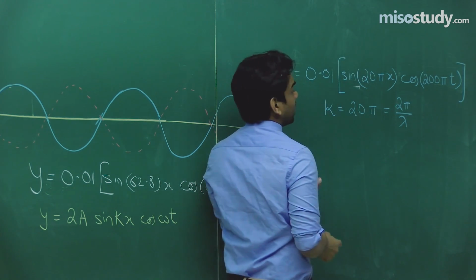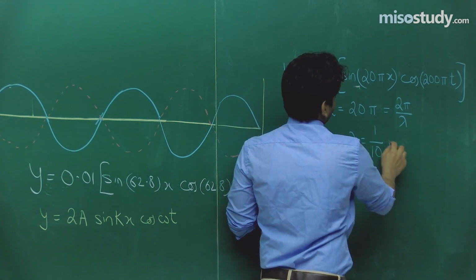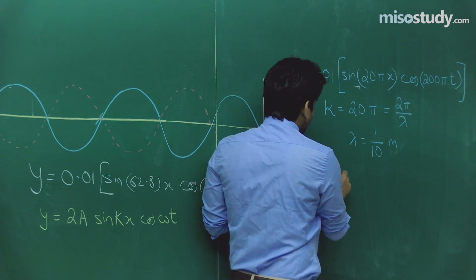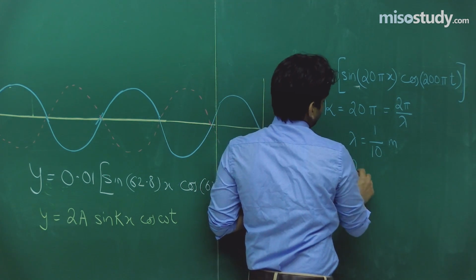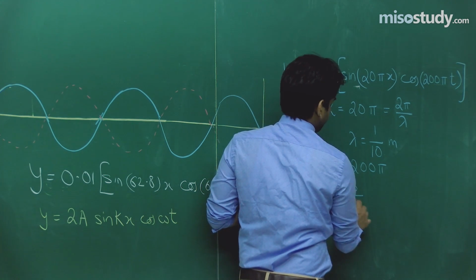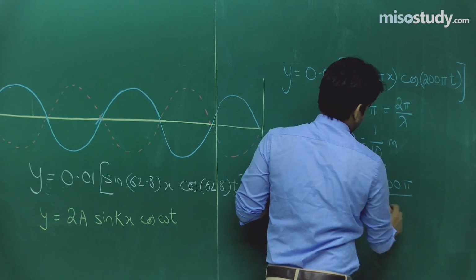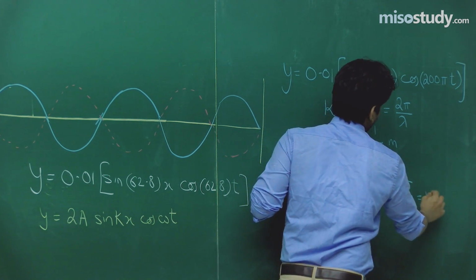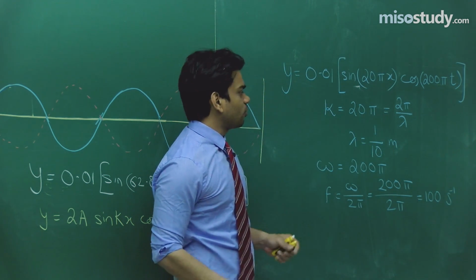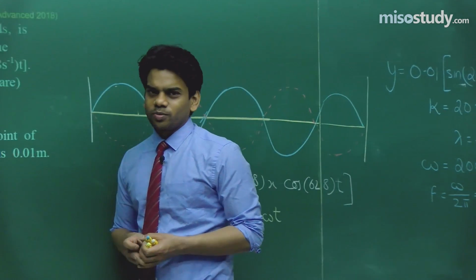Compare this, we will be getting the value of lambda. Lambda will come out to be 1 by 10 meter. We got this. And omega you can easily find out, it will be 200 pi. So frequency we know is omega by 2 pi. See what it will come out to be: 200 pi divided by 2 pi, which is 100 per second. We got the value of frequency, we got the value of lambda. Now let's see what more we can actually find out from this.